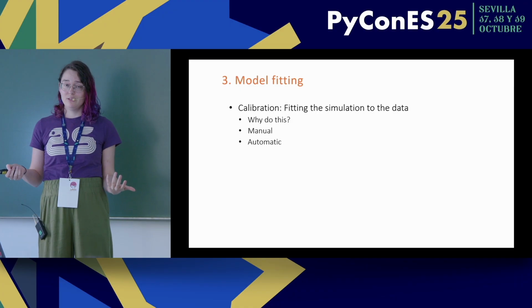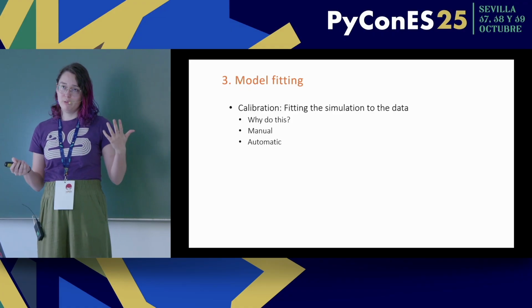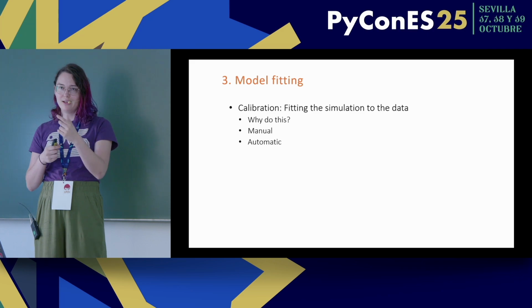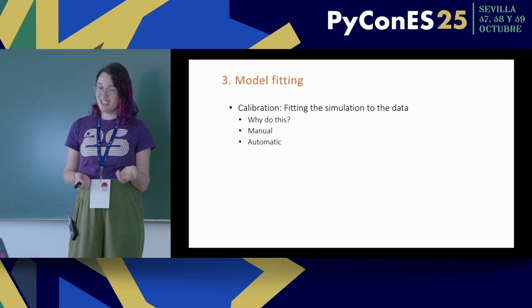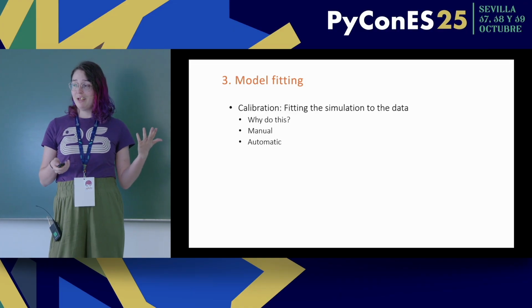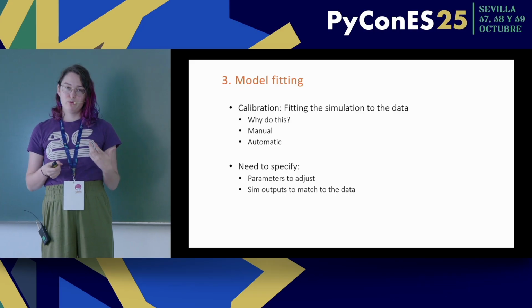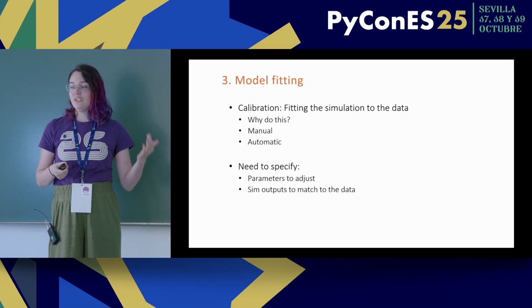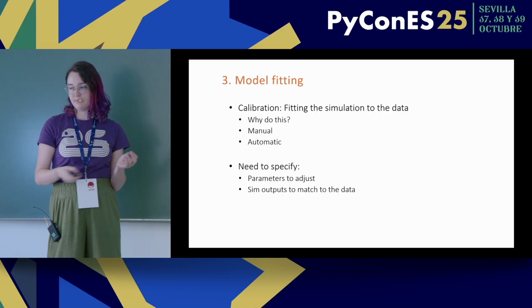We could do it manually. We could just go in, change a parameter, run it again, look at the plot. Oh, it needs to be a little higher. Okay, well, and do that whole iterative process. But that takes time, and honestly, a robot can do that. So we're just going to do that automatically. All we need to specify is which parameters we want to adjust and which simulation outputs we want to match to which data.